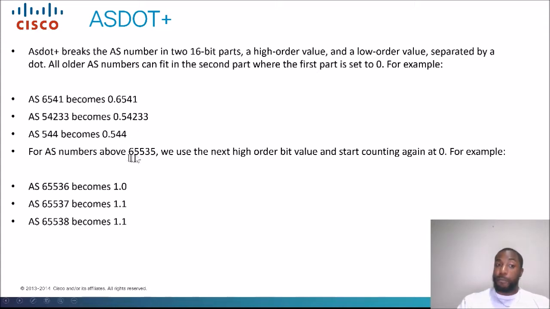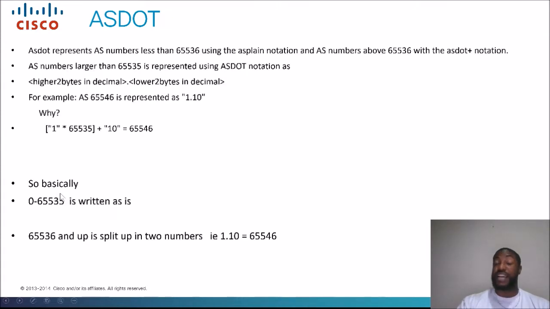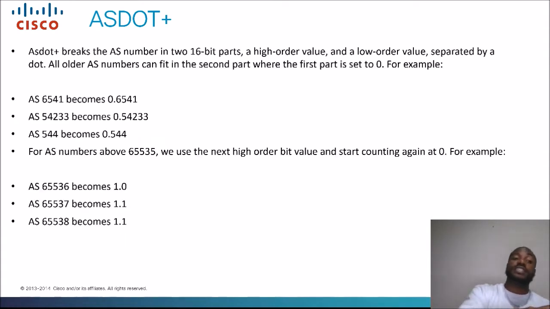For numbers above 65,535, we use the next high order bit value and start counting again at 0. So, like I was explaining before with AS dot, except that AS dot uses 0 through 65,535 and writes them as is. AS dot plus does this to all the numbers, split them up in two. So 65,536 becomes 1.0, right? 65,537 becomes 1.1. 65,538 becomes 1.2.